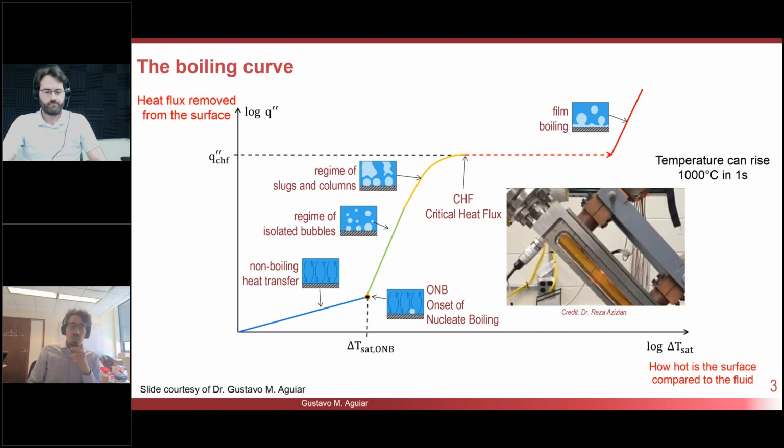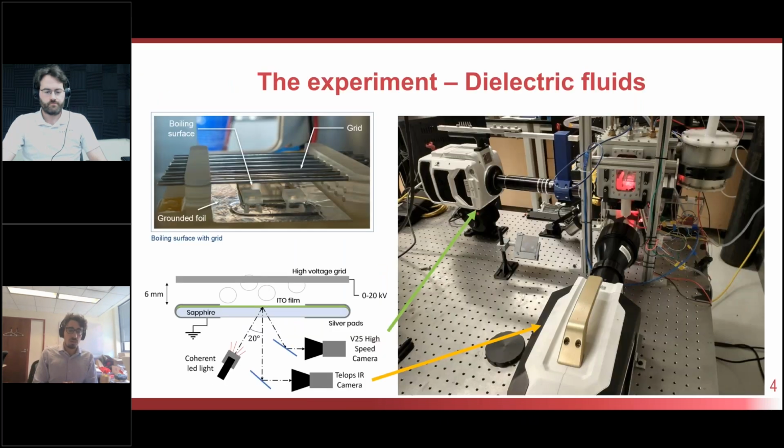So let's move to the experiment that we developed here at MIT in collaboration with the University of Pisa. This is an experiment on dielectric fluids. We are using, in particular, FC72, which is a non-conductive fluid that can be used in electronic applications.